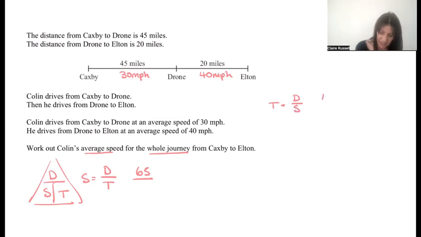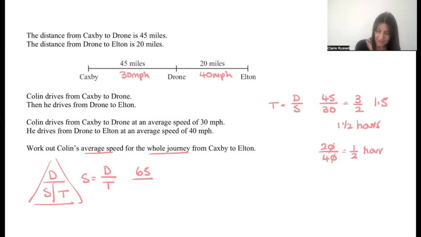So for the first part of the journey, I've got 45 divided by 30. Now this will cancel down to 3 over 2, which is 1.5. Now 1.5 as time is 1.5 hours. So that's how long the first part of the journey takes. Second part, we do the same thing. So distance over our speed. That will cancel all the way to a half. So it's half an hour. So my total time is 2 hours.